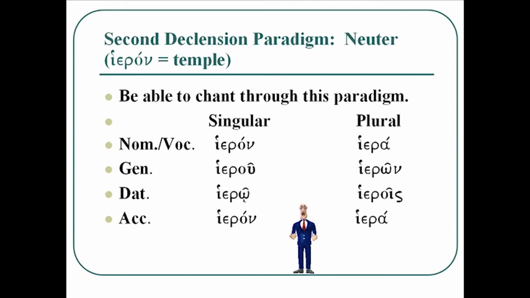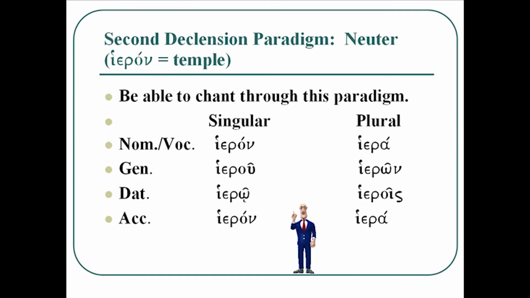You'll notice that the nominative and the accusative on the neuter are exactly the same, and the context will have to distinguish these forms. So the nominative and the accusative in the neuter for both the singular and the plural are exactly the same forms. Notice also that the genitive and dative endings are exactly the same for the neuter as they are for logos, the masculine.